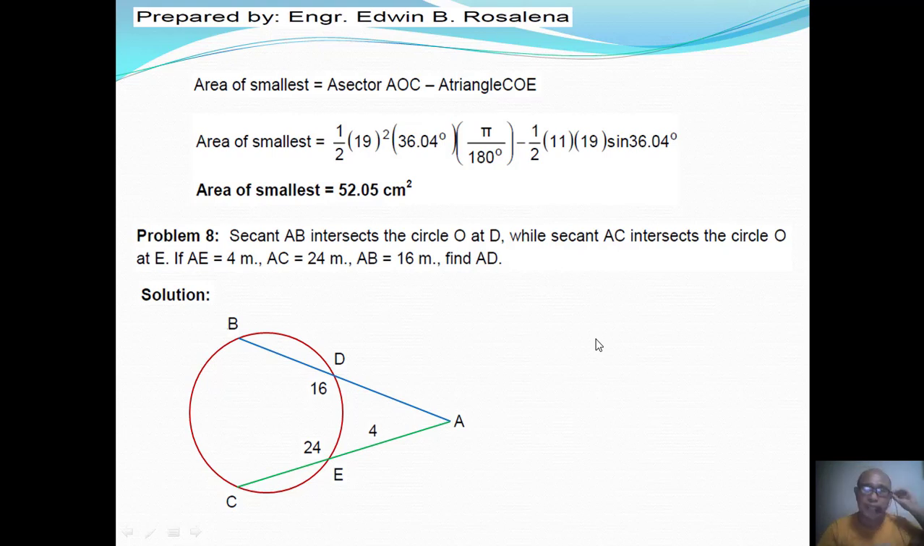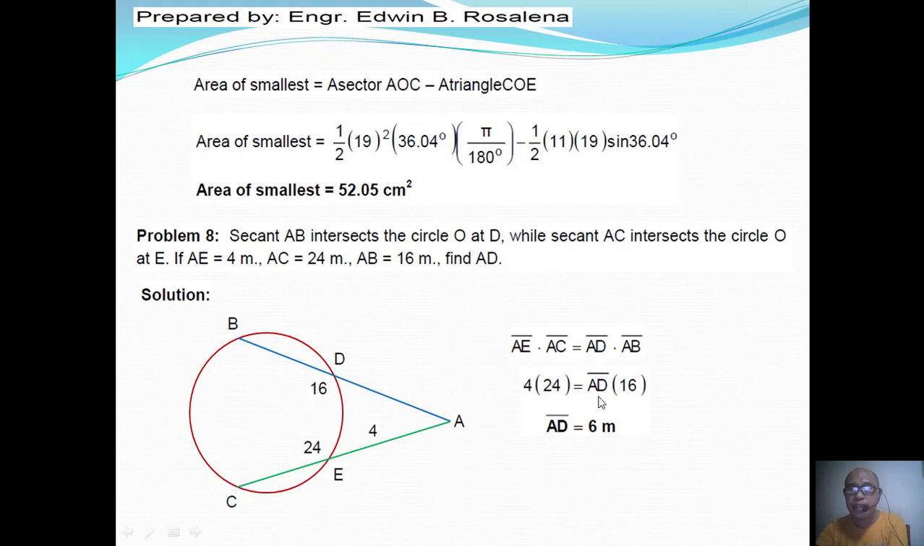Madali lang pala. So, madali lang problem na to. Paano to isolve? Simply, we will use the product of the segments. So, that is external times the total equal to external times the total. So, we have here AE times AC equal to AD times AB. Substituting values, 4 times 24 equals unknown AD times 16. So, AD is equal to 6. Okay? So, that is about intersecting chords, no? And then we have also 2 secants drawn to a circle. Okay. Anong kasunod? Tingnan natin.